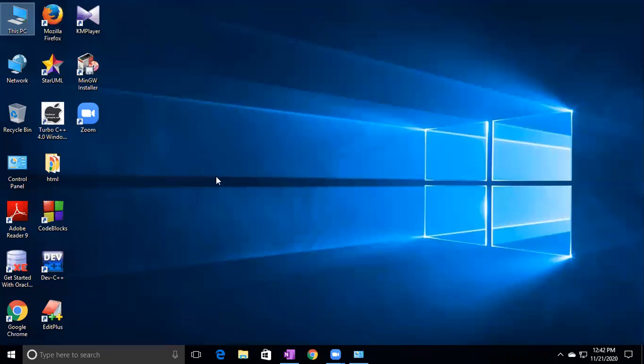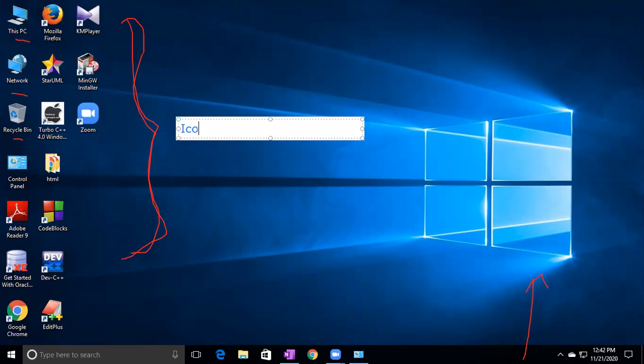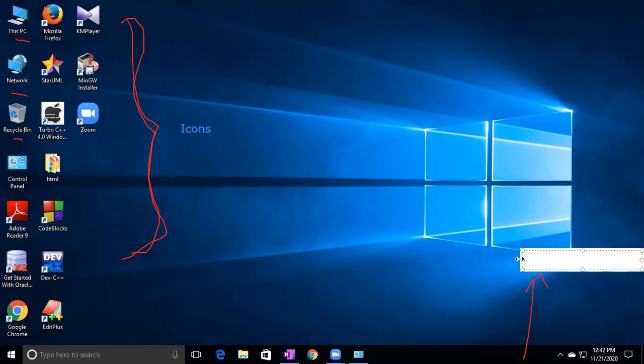See, if the operating system is not there, you will not get this first screen. This first screen is called the desktop. It has icons. These are called icons, such as This PC, Network, Recycle Bin. This line at the bottom is called the taskbar. If the operating system is not there, it will not display the taskbar or these icons. You will not get this Windows button.